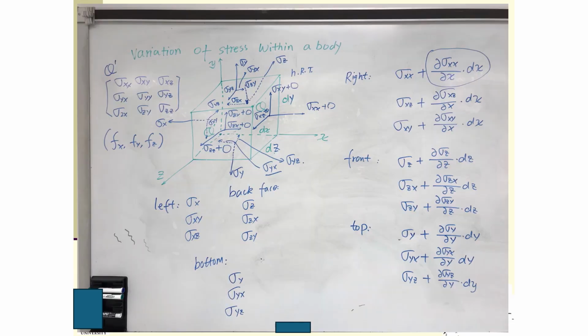No question? And then we talk about variation of the stress within a body. Okay, so this is kind of messy, but mathematically it is well written. So we have this x, y, z coordinate system. We have an infinitesimally small cube, and on each of these faces, what you can see here is a Q prime, and a Q, and Q prime.